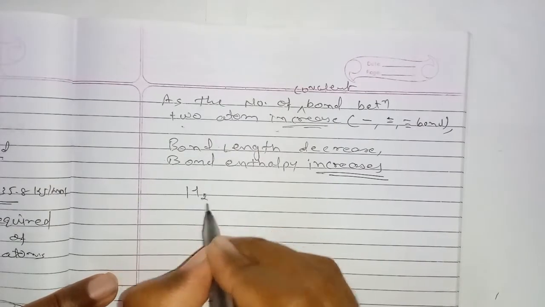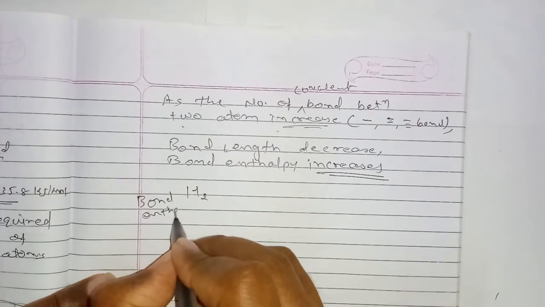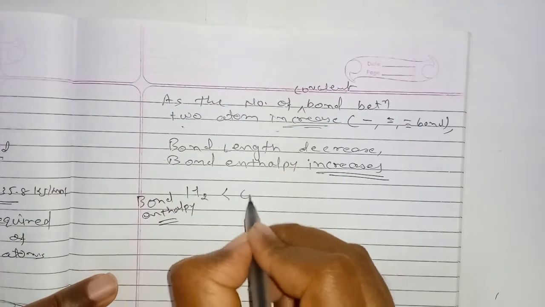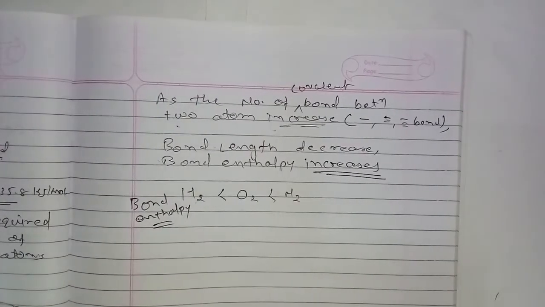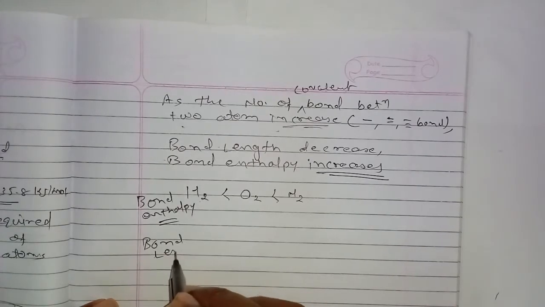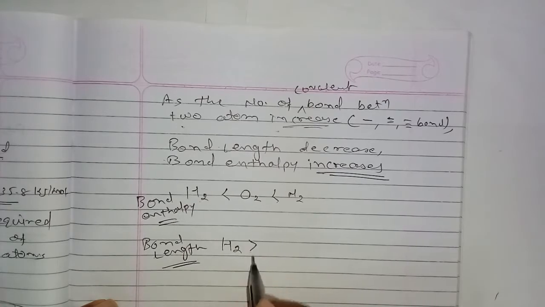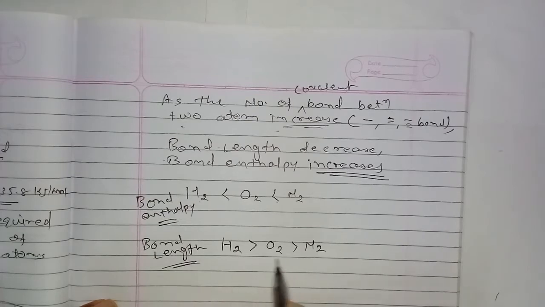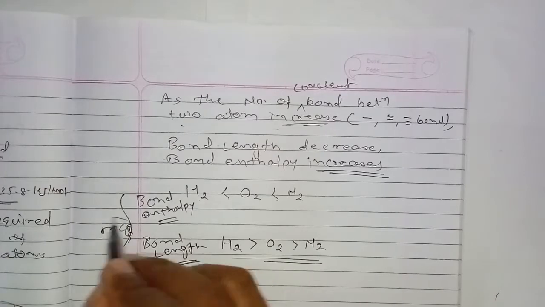Bond enthalpy value in a hydrogen molecule is less than oxygen, which is less than nitrogen, or bond length value is highest in hydrogen, greater than oxygen, greater than nitrogen. It's most important for MCQs also.